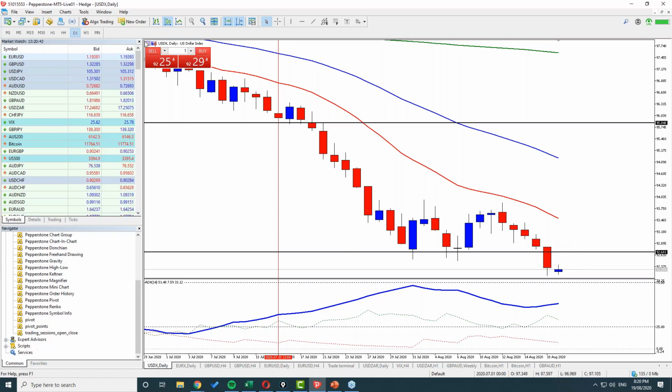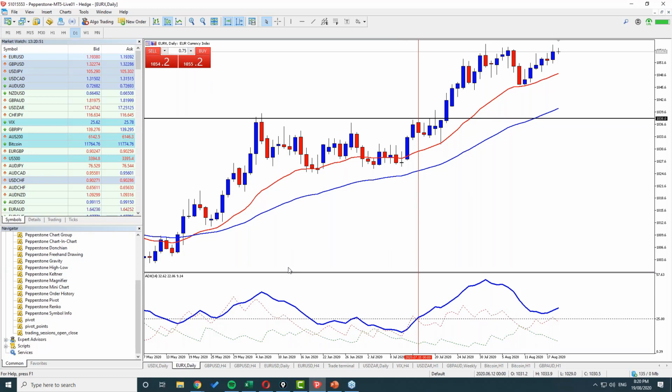So first thing is, anybody can see that the US dollar index is weakening. At the same time as the US dollar index is weakening, we can find in the Pepperstone platform the euro index. This one is showing us a little bit of a different story. While the US dollar is weakening, we would expect the euro to be strengthening. It's the nature of the US dollar index.